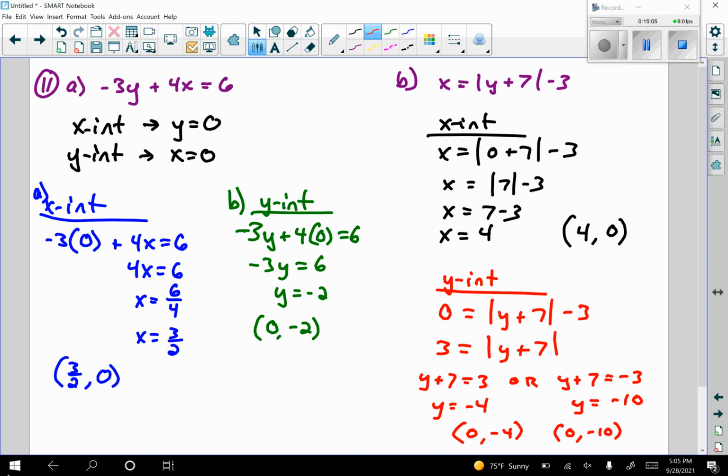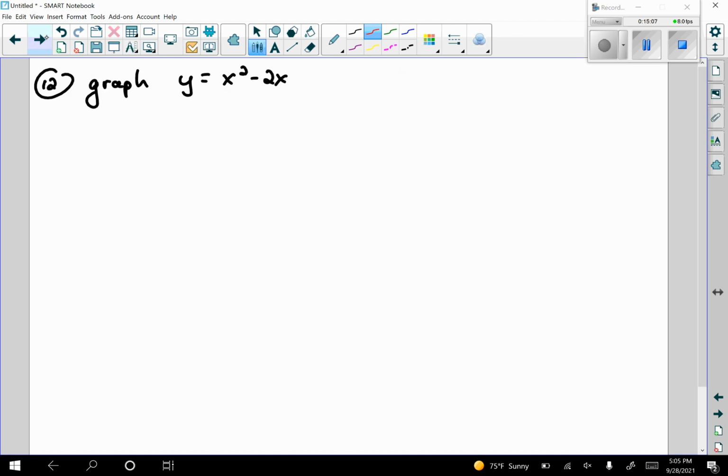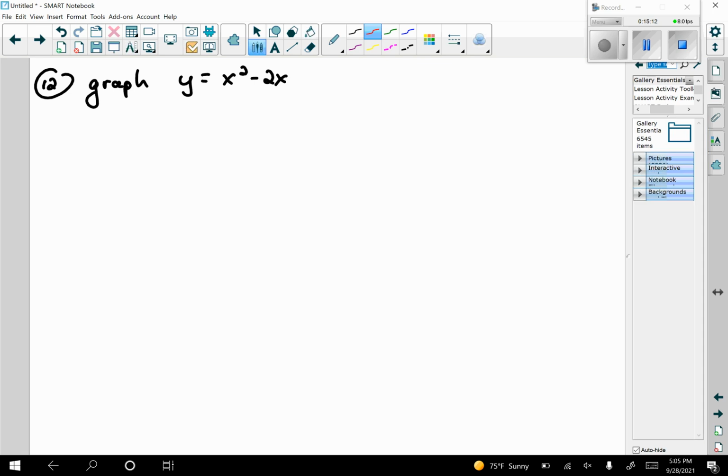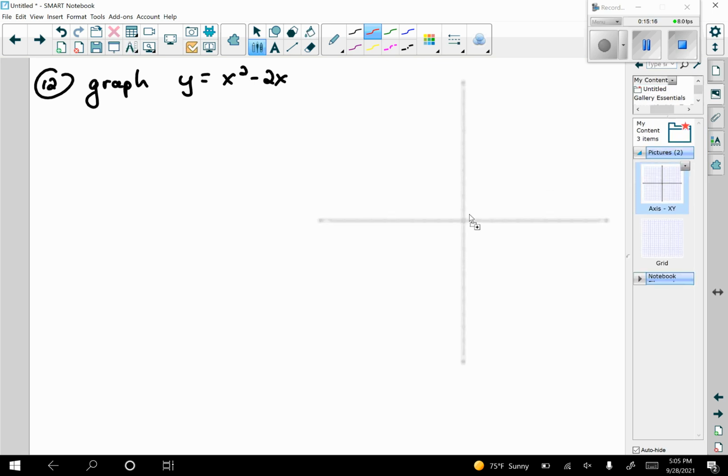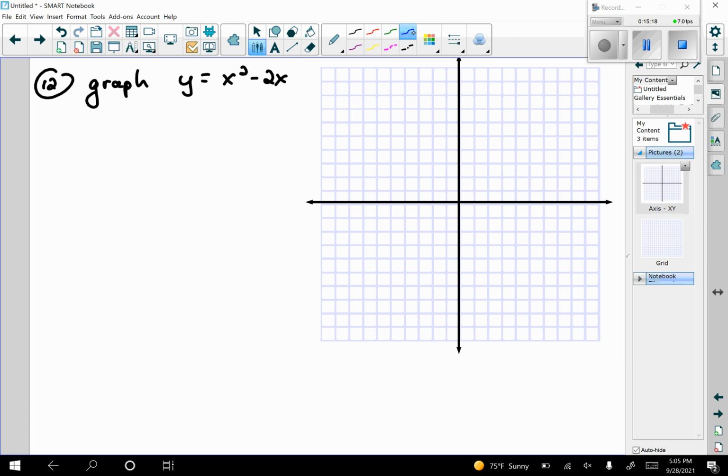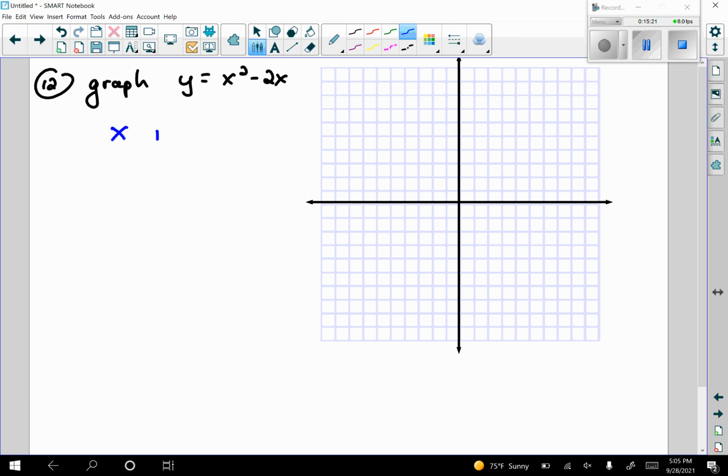All right, for number 12, we're going to graph. I highly recommend you switch to graph paper if you have this. It says to graph by making a table. So I'm just going to pull some x values here. It really doesn't matter what you start with. I just want to do a few just to the left of 0 and a few to the right. So let's try -3, -2, -1, 0, 1, 2, and 3.